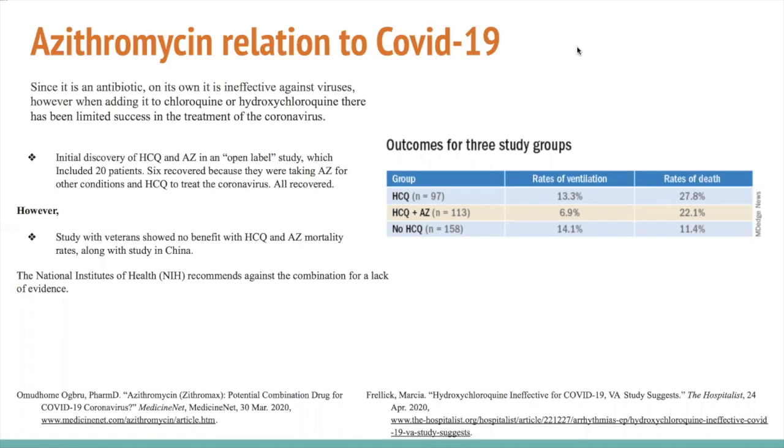However, even though there were positive results for that study, there have also been negative ones. For example, in another study done with U.S. veterans that is currently awaiting peer review, patients treated with hydroxychloroquine alone experienced a death rate of 27.8%, while patients treated with both hydroxychloroquine and azithromycin had a death rate of 22.1%. But patients receiving neither treatment had the lowest death rate of 11.4%, as you can see in the chart. This showed that hydroxychloroquine and azithromycin had no positive effect, and hydroxychloroquine alone even had a higher death rate. There was also no benefit in ventilation rates either.